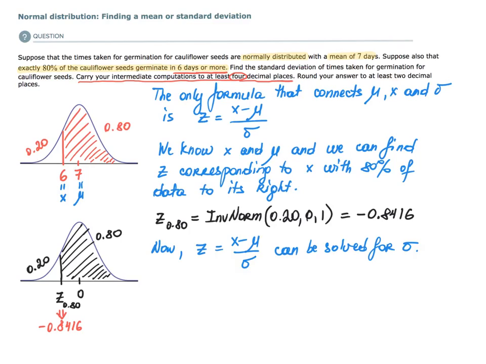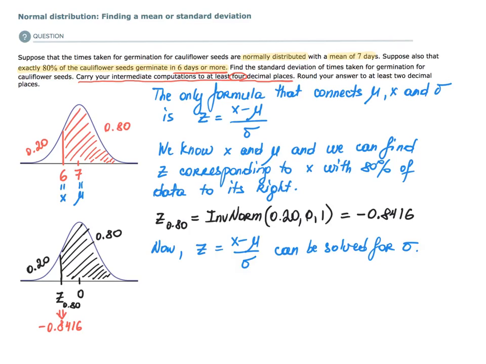My question is asking me to compute the standard deviation. The only information I can think of that connects mean and standard deviation at the same place is the formula for the z-score. Z is equal to x minus mu over sigma. I'm lucky enough to be given mu of 7. I also have a specific x value from the data, which is 6 days. And I can find the z-score because I'm also given the area of 80% to the right of this value of 6. So how am I going to use this information?